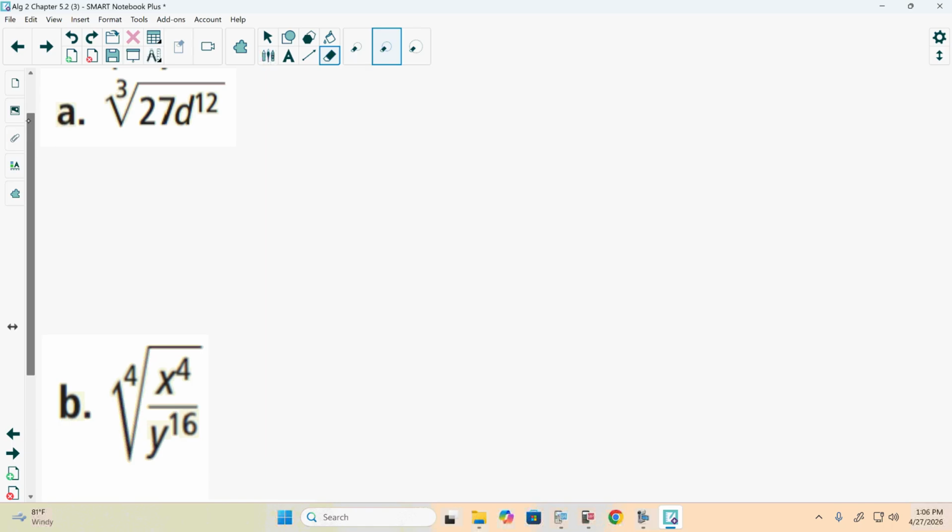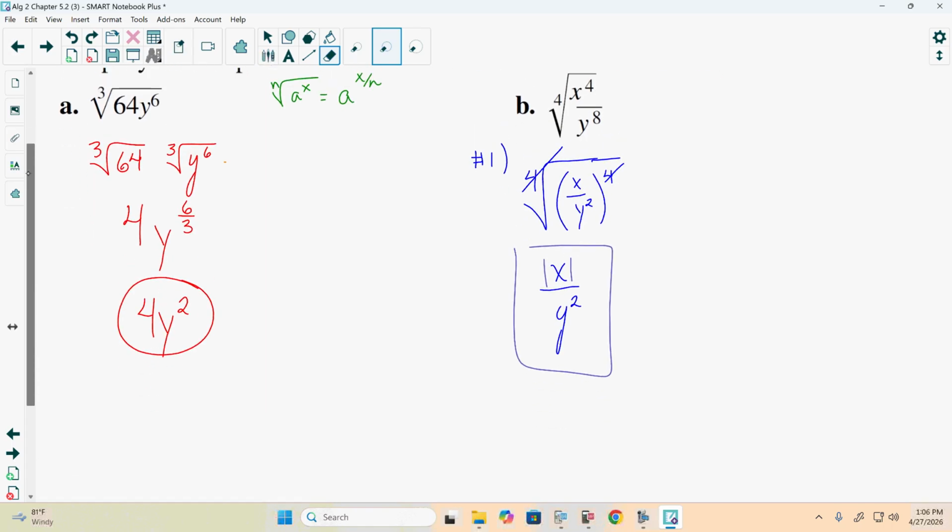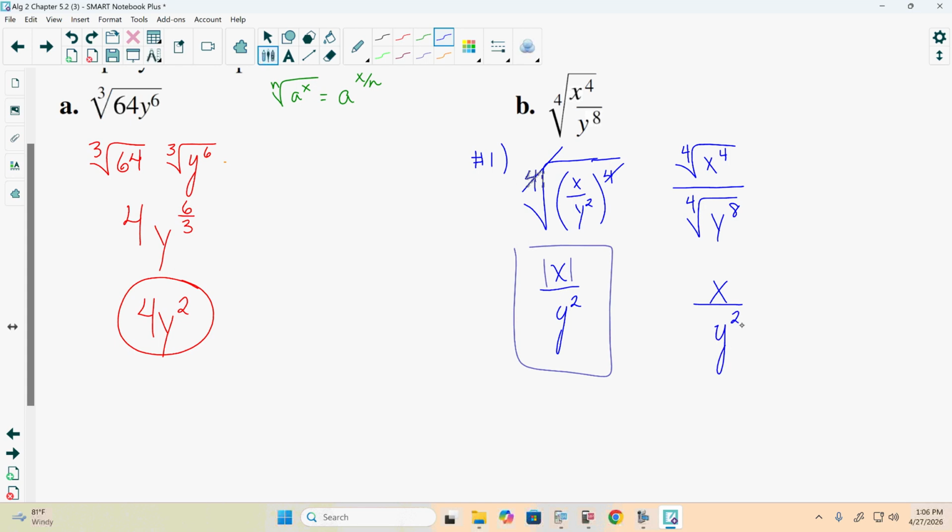Now, I did say that there was more than one method. And really the other method, or other methods, is we split this apart. 4th root of x to the 4th over 4th root of y to the 8th. 4th root of x to the 4th is x. How many groups of 4 can we take out of 8? 8 divided by 4 is 2. It's just how we want to go about manipulating these radicals and exponents.